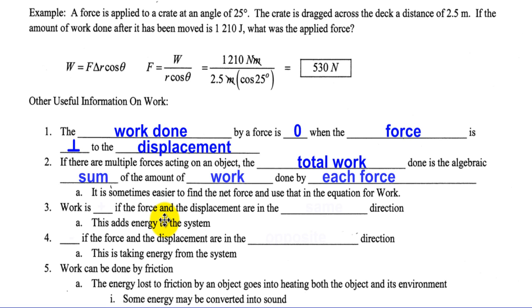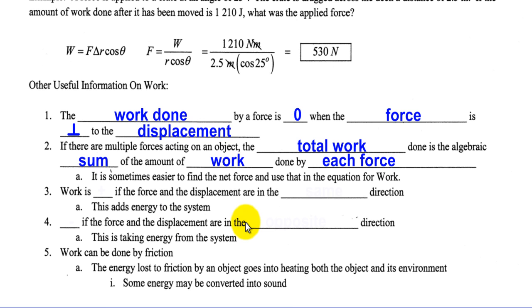So if there are multiple forces acting on an object, the total work done is the algebraic sum. Right? So if you have one object putting work into your system and another object taking work out of your system, then you would subtract them. If they're both putting work into your system, you would add them, and so on. It says it's sometimes easier to find the net force and use that in the equation for work.